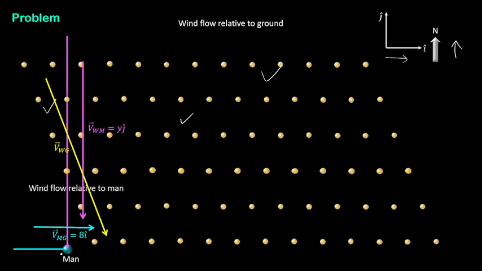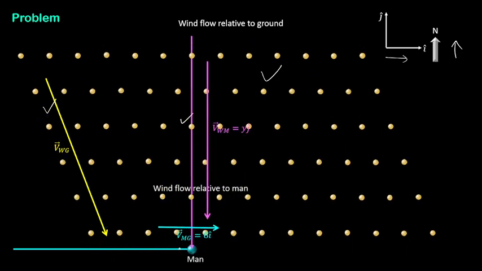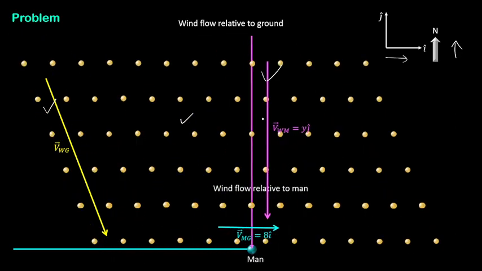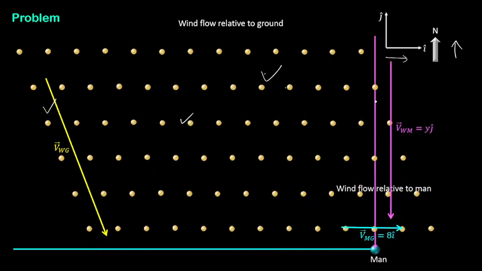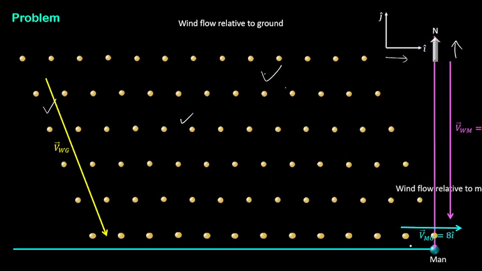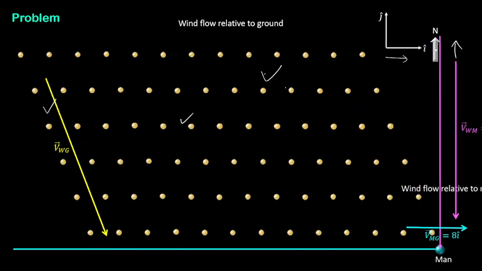This ball represents a man that is running with the speed of 8 km per hour. The balls hit the man along this pink line, and therefore to the man the wind seems to flow from north. The pink line represents the wind flow from the north direction.